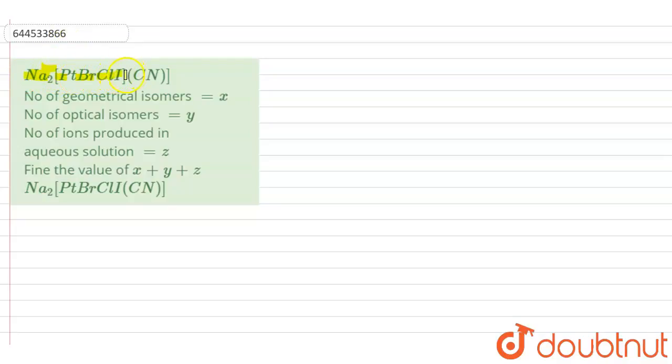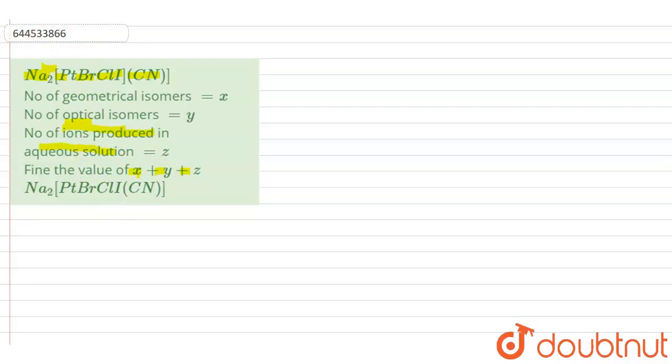Hello everyone, the question given here is about the compound Na2[PtBrClI(CN)]. We have to tell the number of geometrical isomers, optical isomers, and number of ions produced in aqueous solution, and then find the value of x plus y plus z.